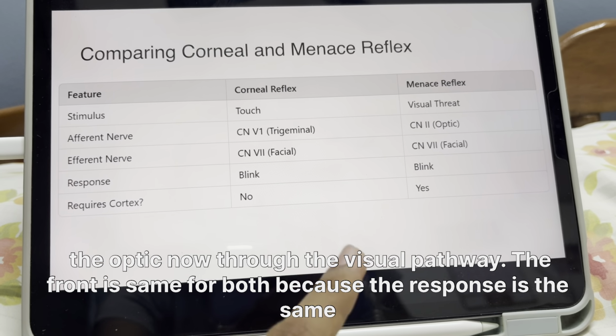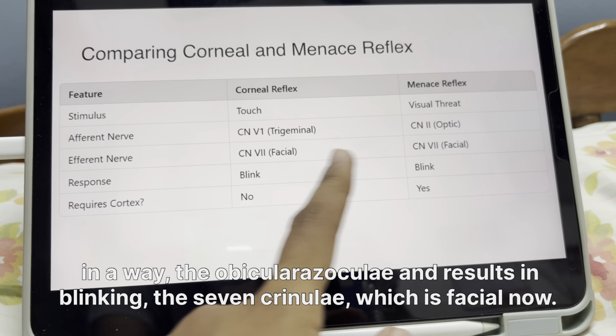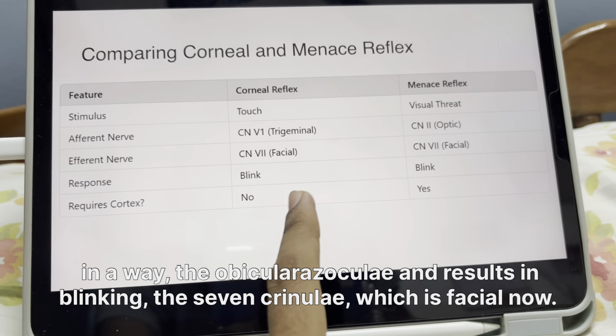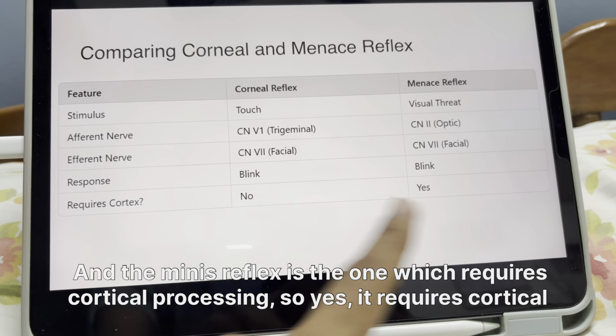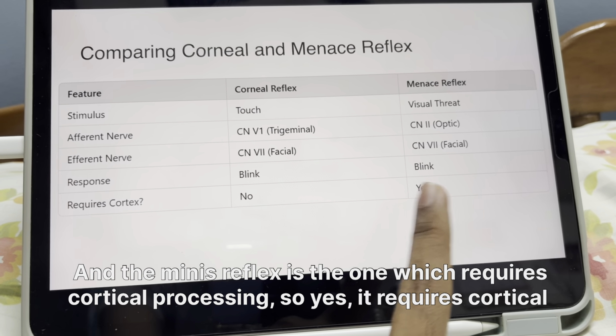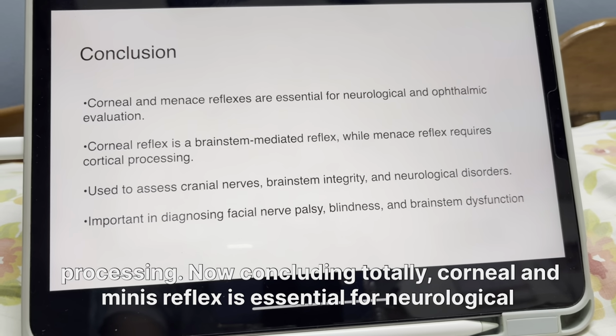The efferent is same for both because the response is the same. It innervates the orbicularis oculi and results in blinking, the seventh cranial nerve, which is facial nerve. And Menace reflex is the one which requires cortical processing. So yes, it requires cortical processing.